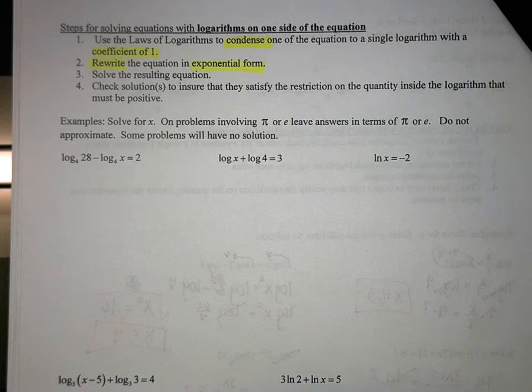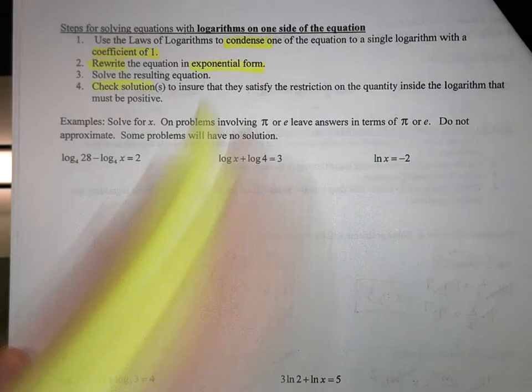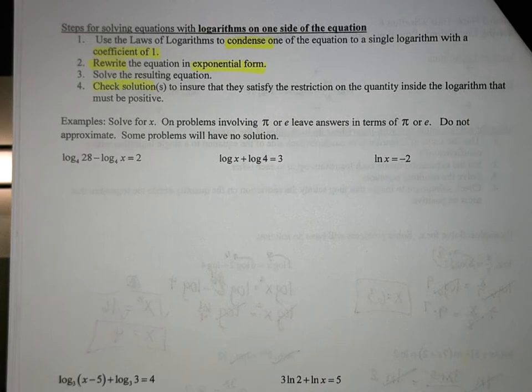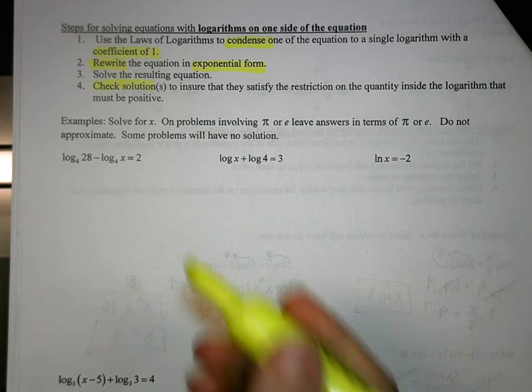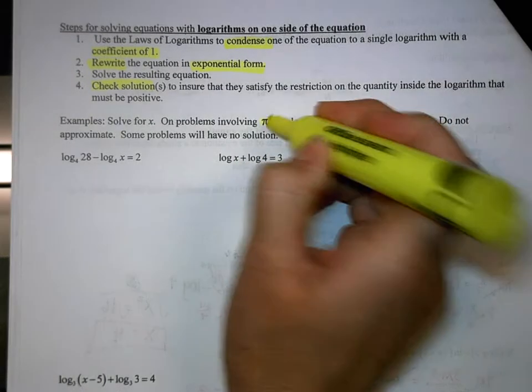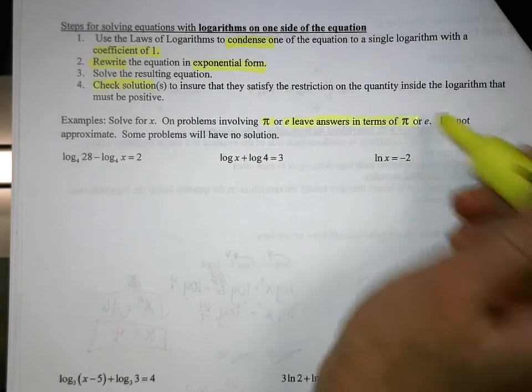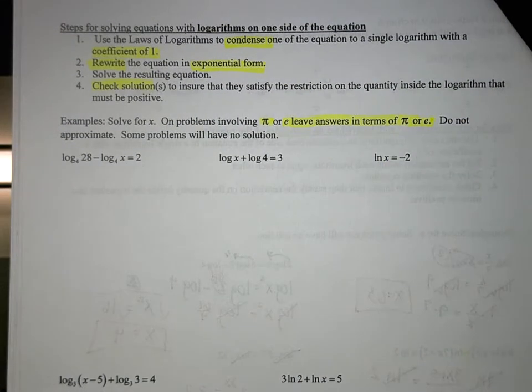And then the last step is to always check your solution because you need to make sure that your logarithm will be positive. Another thing is sometimes in these problems, you will get pi or e. Just leave answers in terms of pi or e. You do not have to approximate them or put them into your calculator.